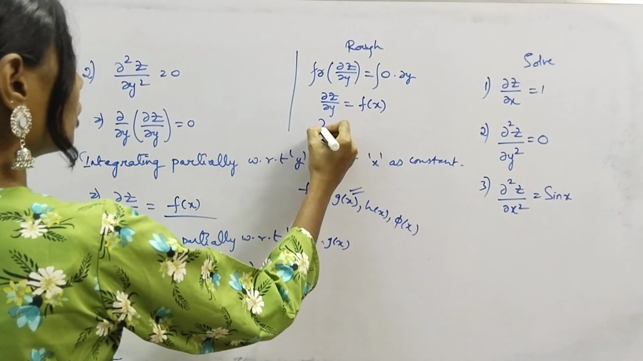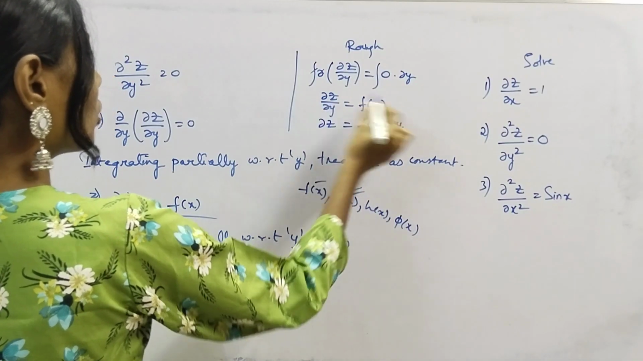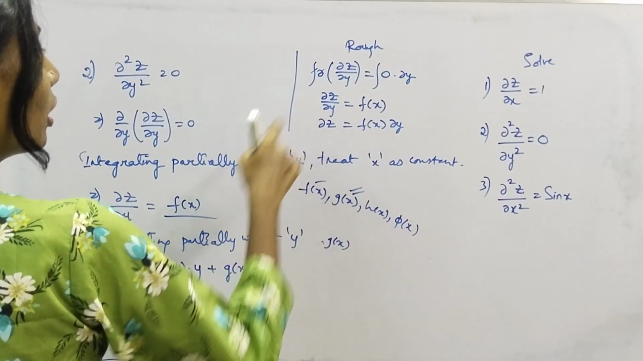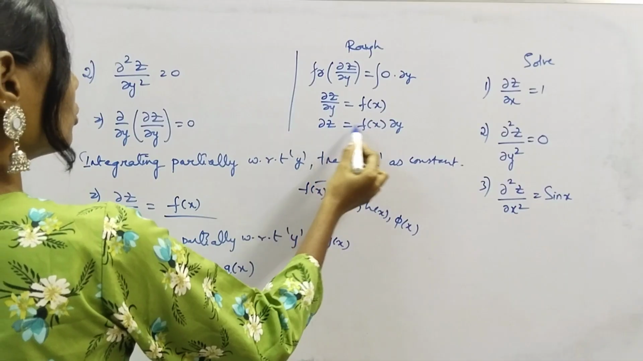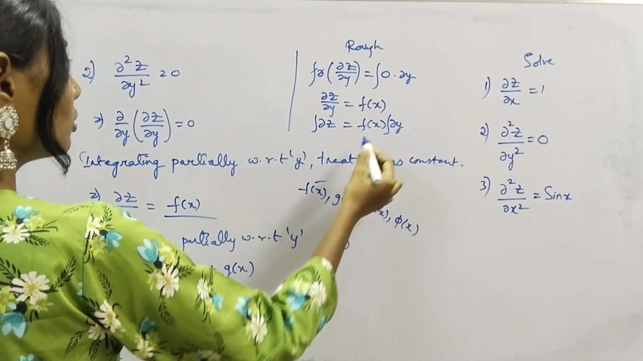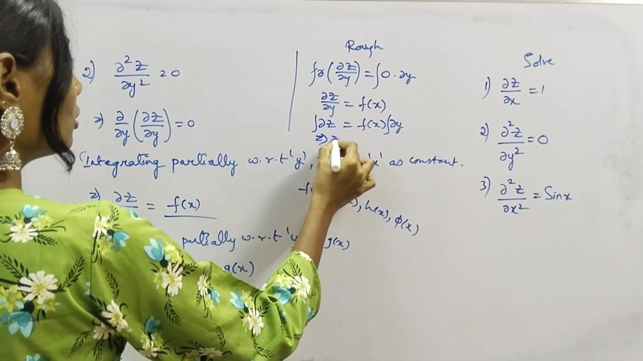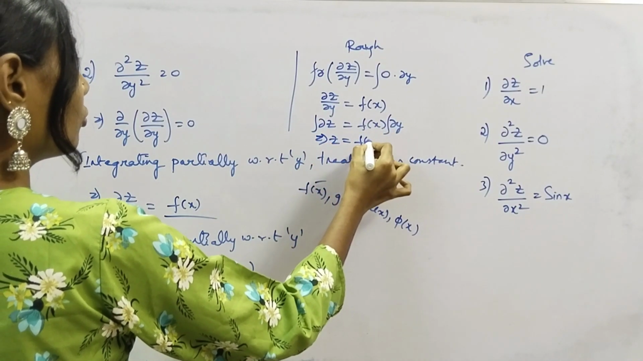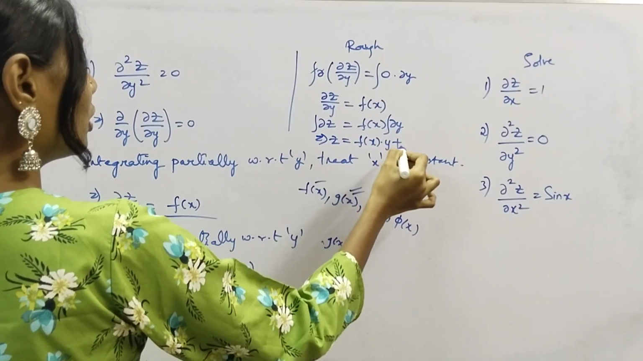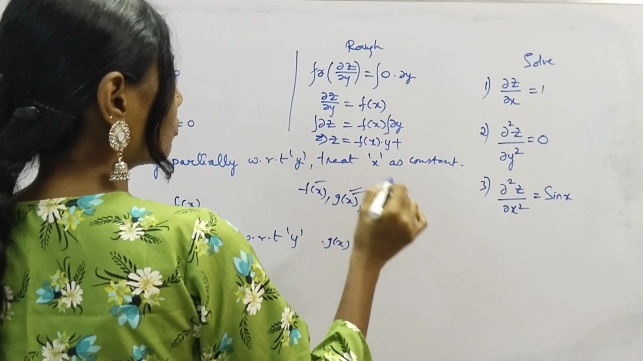Again, you can write the same thing as just multiply both sides of the equation with ∂y. Then you'll get ∂z equal to f of x into ∂y. Since f of x is constant, you can write it outside the integral. Then this gives us z equal to f of x into y plus another constant of integration, which is in terms of functions of x.